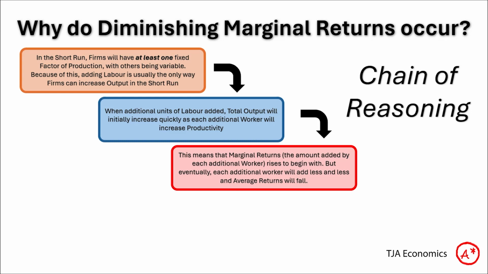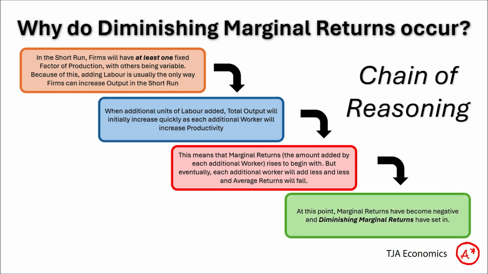But eventually, each worker will add less and less and less, and average returns will fall. As we said, once we get past 6, it just doesn't help. At this point, the point at which marginal returns start to fall, we can say that diminishing marginal returns have set in. So after the 6th chef in my kitchen, that is where diminishing marginal returns have set in, because each additional chef added actually makes the kitchen less productive on average.